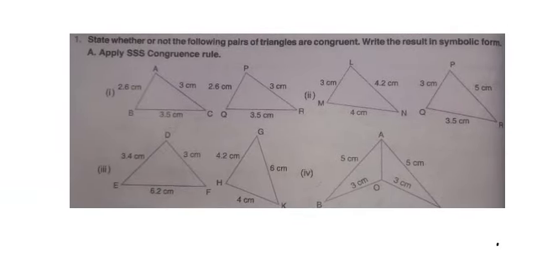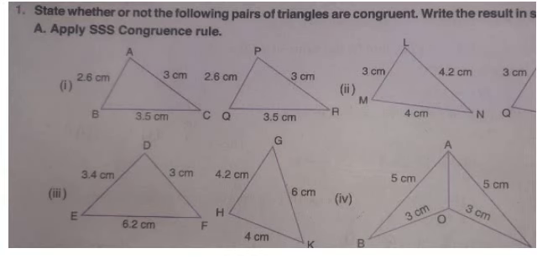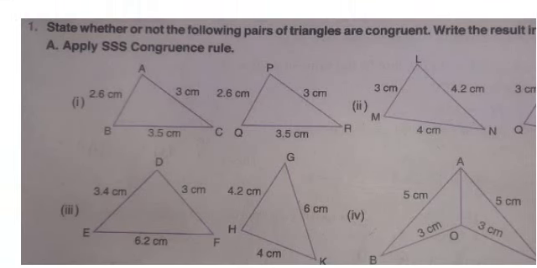So basically I'll tell you here, can you see that one side is 2.6 centimeters in the first pair of triangles, that is AB. This is 2.6 centimeters. This PQ is also 2.6 centimeters. So both of these sides are equal, and AC is 3 centimeters, PR is also 3 centimeters. So what does this mean? That AC and PR are equal. BC is 3.5, QR is also 3.5. So these two sides are equal as well. So you see all the three sides are equal to the other three sides of the triangle. This means that our triangles are congruent.